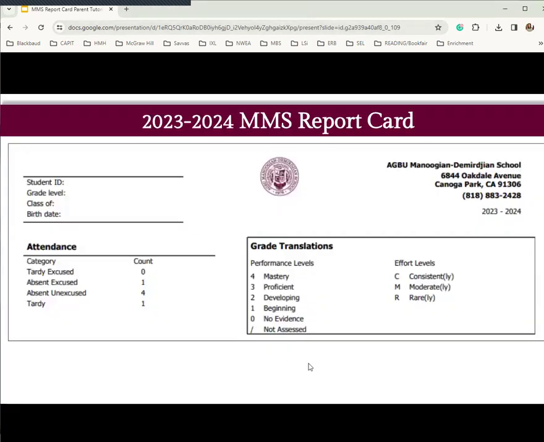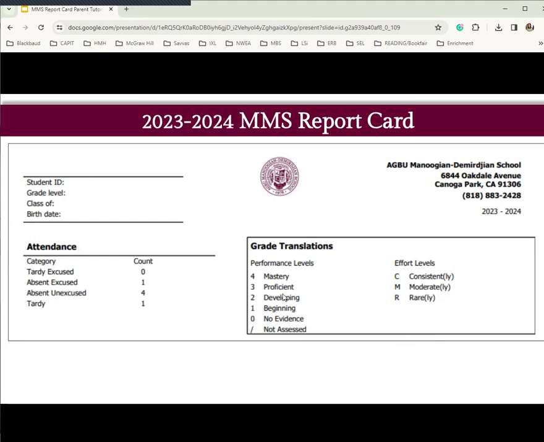At the top of the report card, you're going to find all the information that is usually on a report card. You have your student's name, grade level, class, and birth date at the top. You have the attendance information for that current semester, including absences and tardies that are excused and unexcused, as well as the school's information. Most importantly here, we have the box that says grade translations.